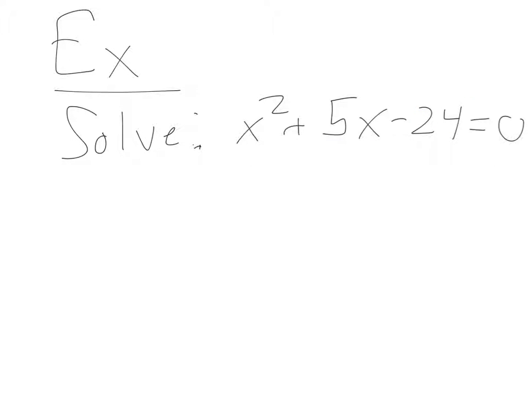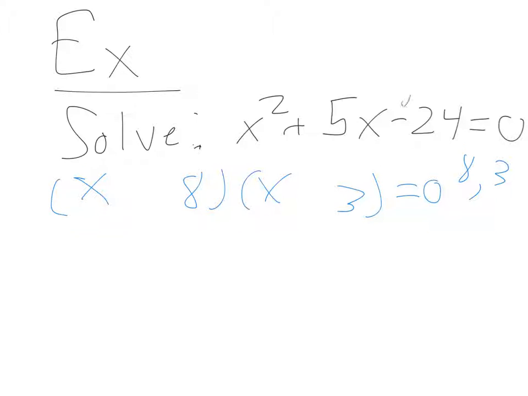Alright, here's another one you can solve. X squared plus 5x minus 24 is equal to 0. Now, since the second sign is negative, you need the factors of 24 that subtract to give you 5. You notice the factors would be 8 and 3. So, draw your two factors.